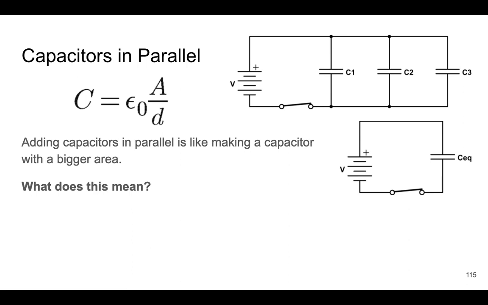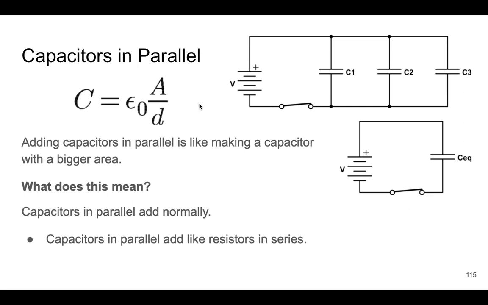By a similar token, if you have 3 capacitors in parallel like this, you can think of these guys as just making one much bigger area. If the area is getting bigger, what's happening to the capacitance? The capacitance is going up. So what does this tell you? Capacitors in parallel add normally, meaning they add like resistors in series. This one especially was not a very rigorous derivation of this idea, but we'll just go with it to save time.